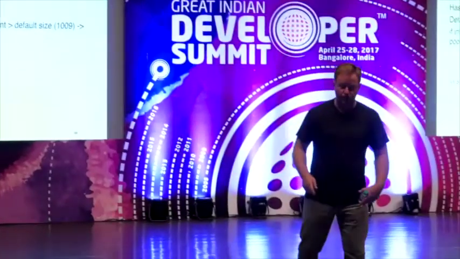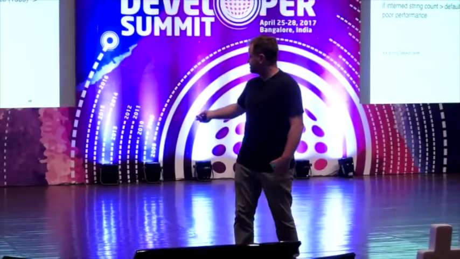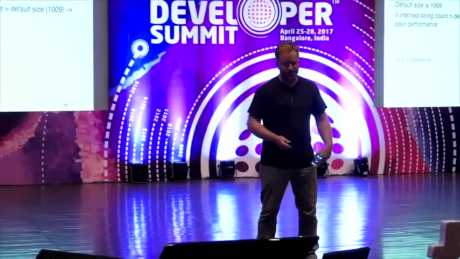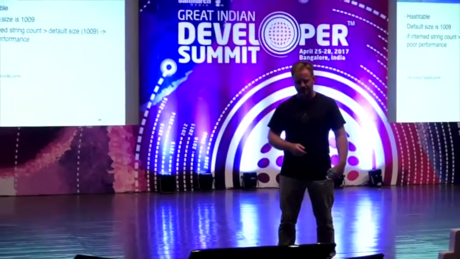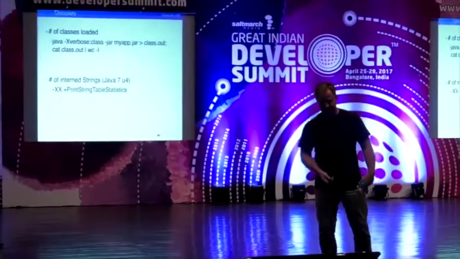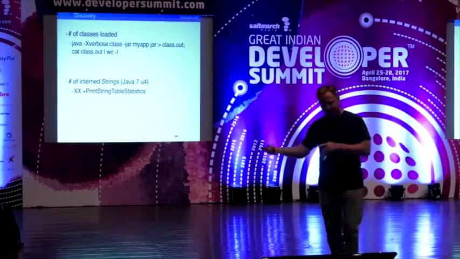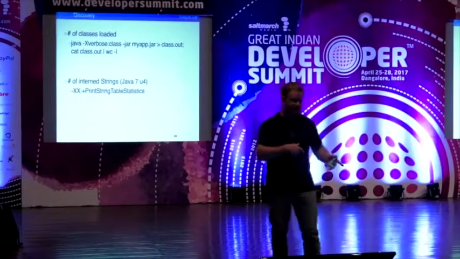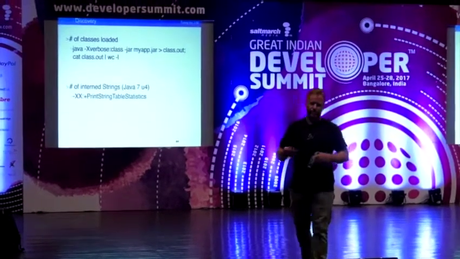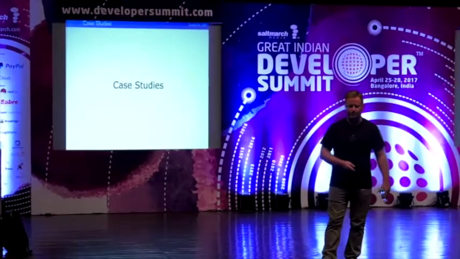We have the string table. Once again, we can change the size of the string table. Once again, the prime number of 1,009 is the default size of that thing. Once again, you can get some details. Here's some helpful tips on trying to get out either the number of classes that are loaded or the number of strings in the string table. Again, probably not in a production environment, but a useful tip.